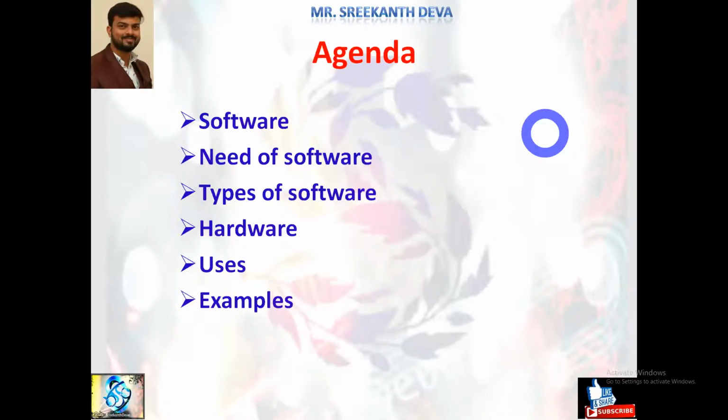Okay, agenda of this session: what is software, need of software, what are the different types of software, and hardware, what is hardware, and hardware components and its uses with suitable examples. See, I already gave some basic knowledge about what is software and what is hardware in the beginning sessions of computer fundamentals. But in this session, I will give much more clarity over software and hardware components.